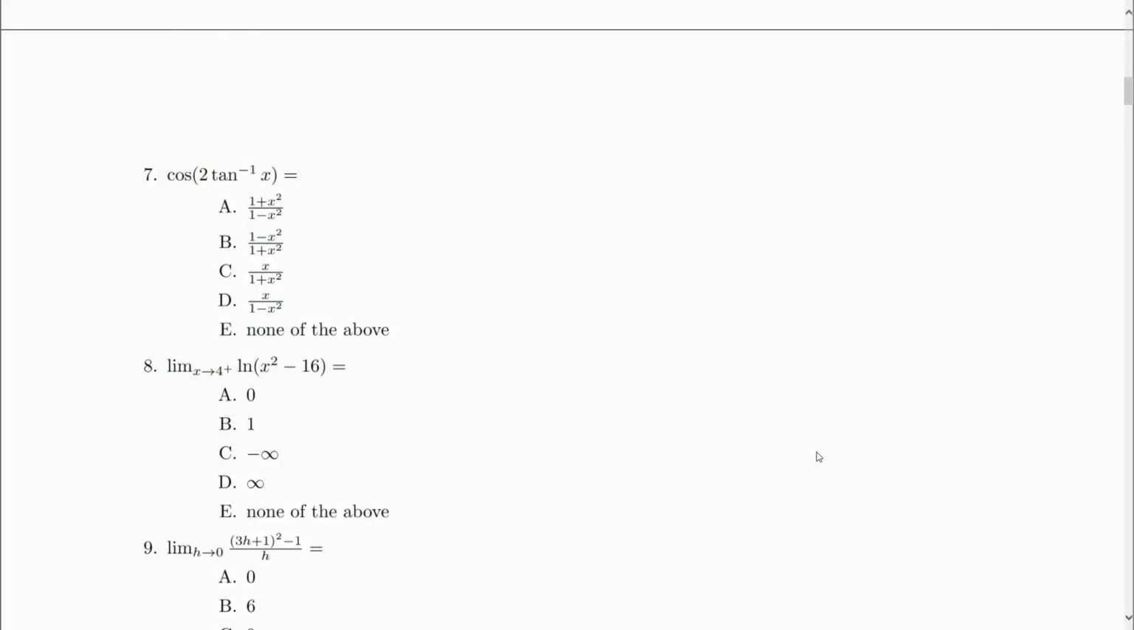Anyway, getting back to question number 7. Cos of 2 tan inverse of x. Well, that's a bit of a mouthful. And if I look at my answers, it looks very similar to when we did derivatives of inverse trig functions, a fairly recent thing. We had to work out things like cos of arcsine of x, and that was root 1 minus x squared. I'm seeing 1 minus x squareds, 1 plus x squareds, all that sort of stuff.